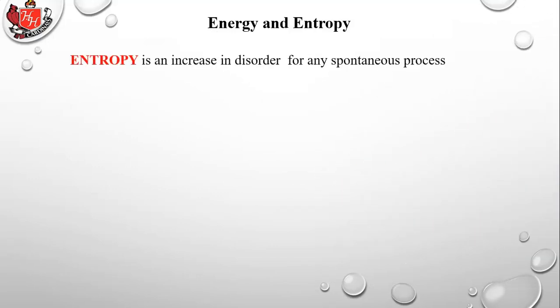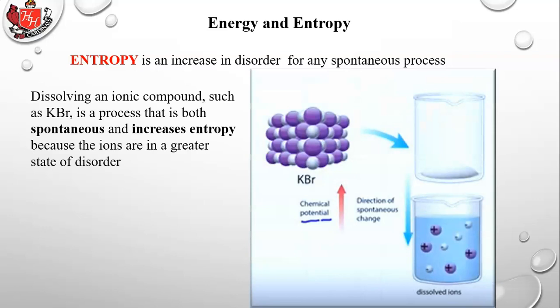Entropy is an increase in disorder for any spontaneous process. So dissolving an ionic compound such as KBr, could be anything, could be table salt, is a process that is both spontaneous and increases entropy because the ions are in a greater state of disorder. So you see on the left, when they're dry, the KBr is a nice crystalline structure. That's a crystal lattice structure. And just like table salt, when you put it in water, those ions are going to break apart. So they're more orderly on the left, they're less orderly on the right. So dissolving a substance is considered an increase in entropy.